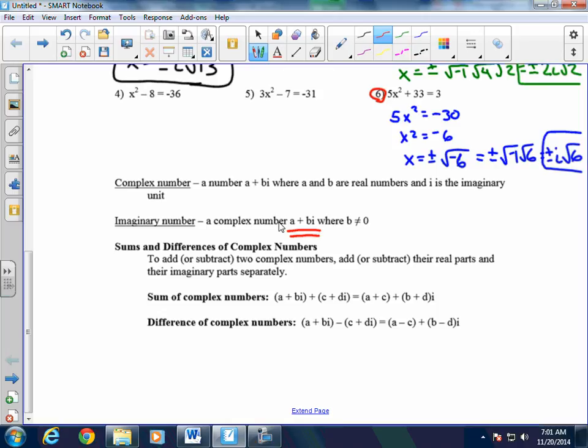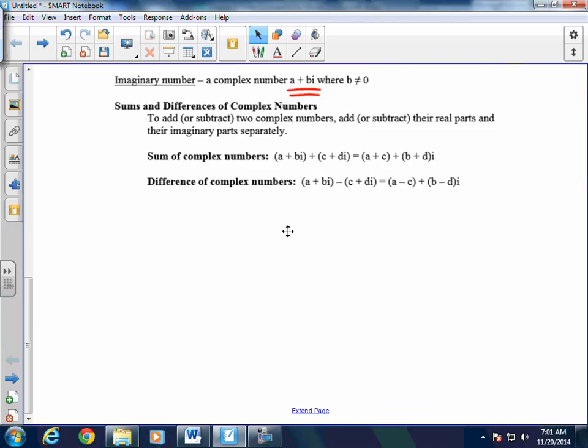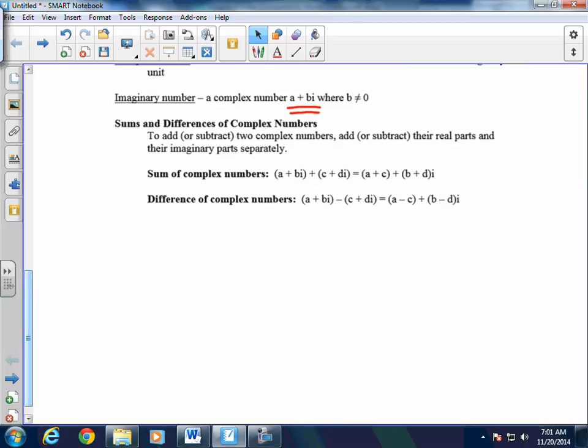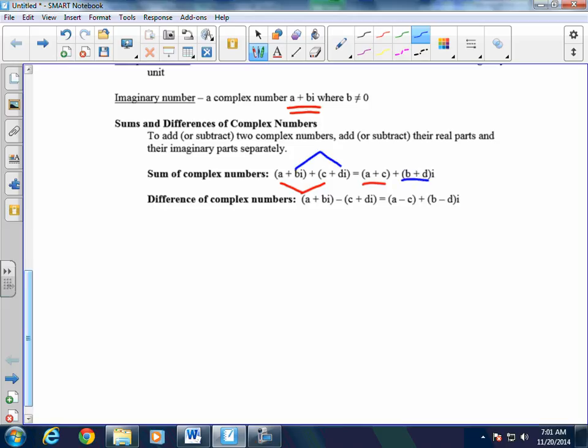So the sum and difference of complex numbers. And these are super, super easy. We're just going to do them just like we would do adding and subtracting variables. To add or subtract two complex numbers, add or subtract the real parts and their imaginary parts separately. So the sum of a complex number, if we look here, is a plus bi plus c plus di. We're going to add the a plus the c. Those are the real parts. Then we're going to add the imaginary parts, the b plus the d, and that gives us the imaginary part. That's it.